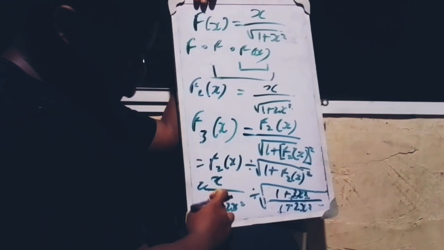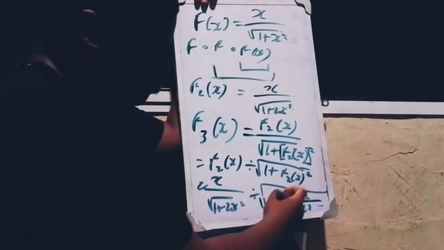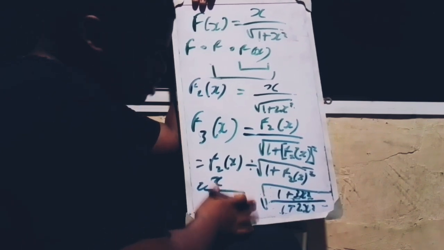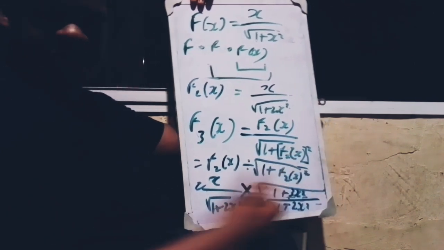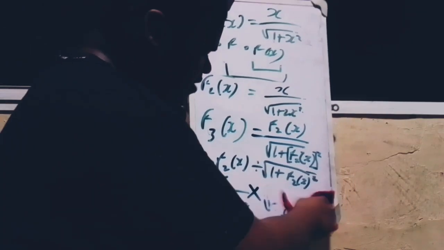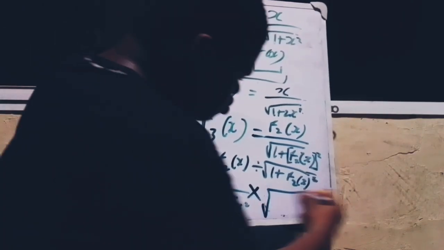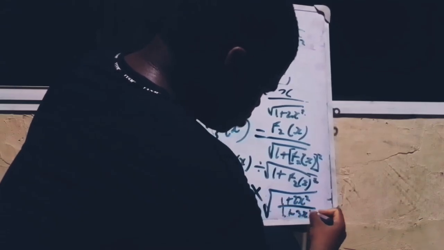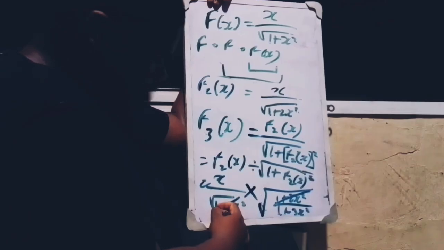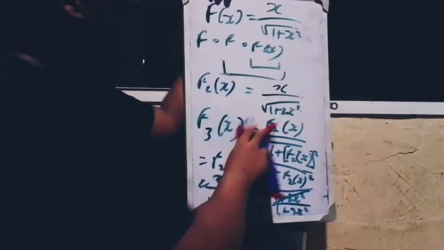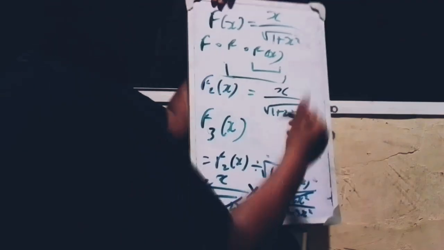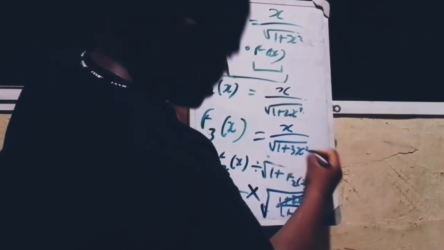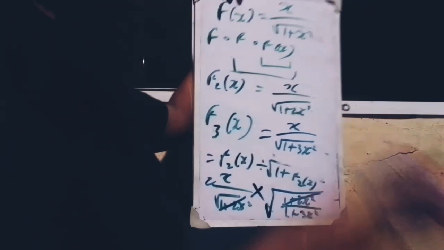So here you have x divided by the square root of 1 plus 2x squared, divided by the square root of 1 plus 3x squared divided by 1 plus 3x squared. Confusing, right? Well, let's simplify. Remember, you change the division sign to multiplication and you flip the right-hand side. If you flip that, you're going to have the square root of 1 plus 2x squared divided by 1 plus 3x squared. The 1 plus 2x squared here will cancel the 1 plus 2x squared here, and you're going to be left with x divided by the square root of 1 plus 3x squared. And this is our answer, option D.